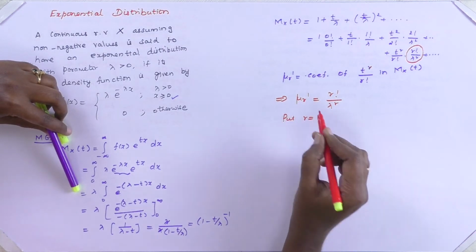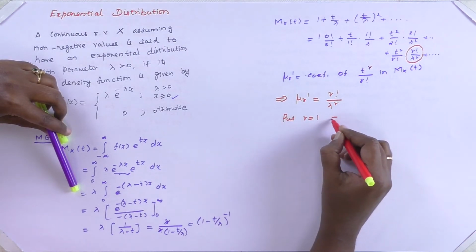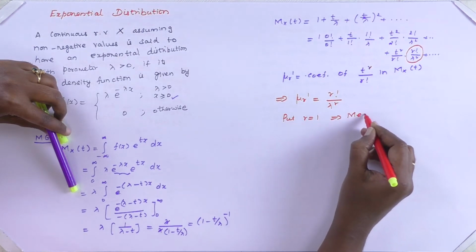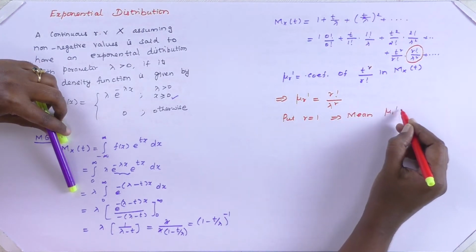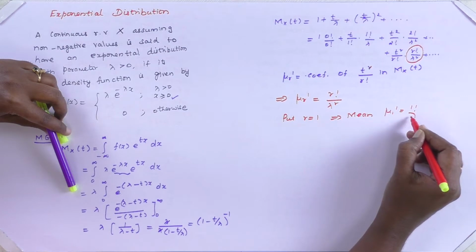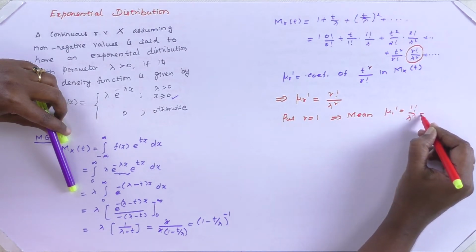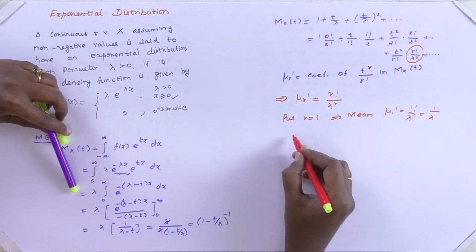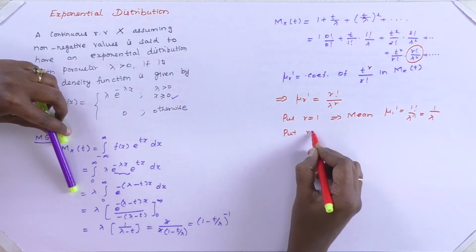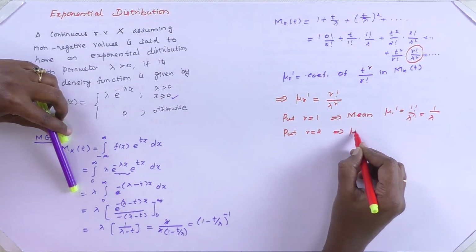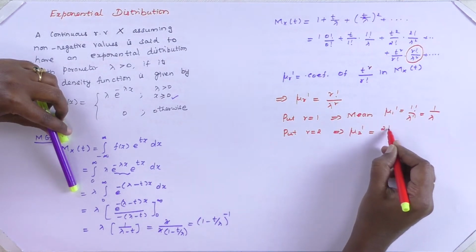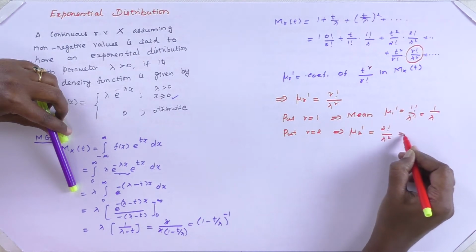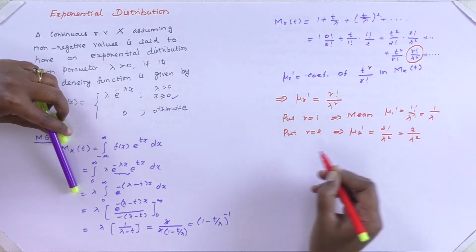Put r equal to 1 in the above expression, we get the mean mu 1 dash is equal to 1 factorial divided by lambda to the power of 1, that is 1 by lambda. Put r equal to 2 in the above expression, we get mu 2 dash, 2 factorial divided by lambda square, that is 2 by lambda square.